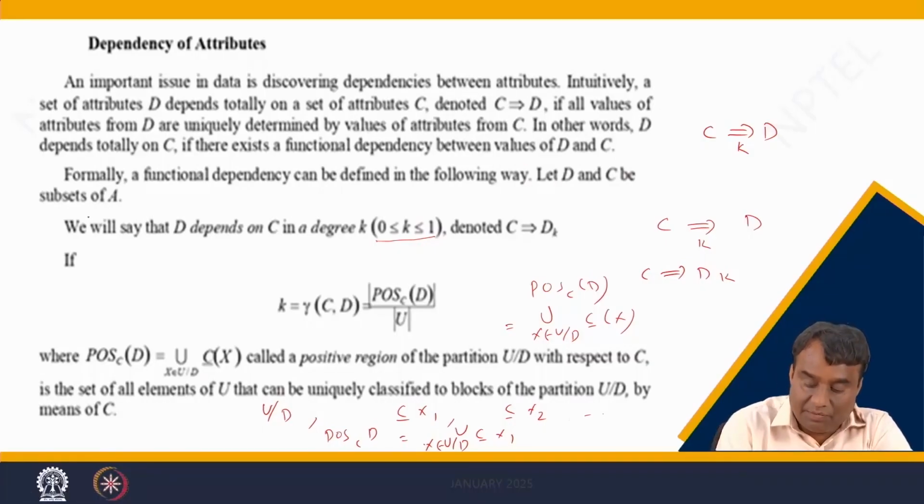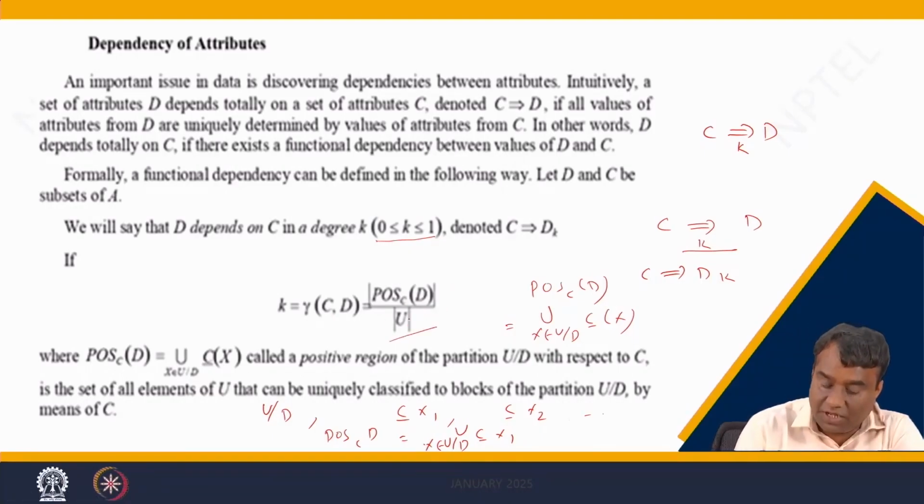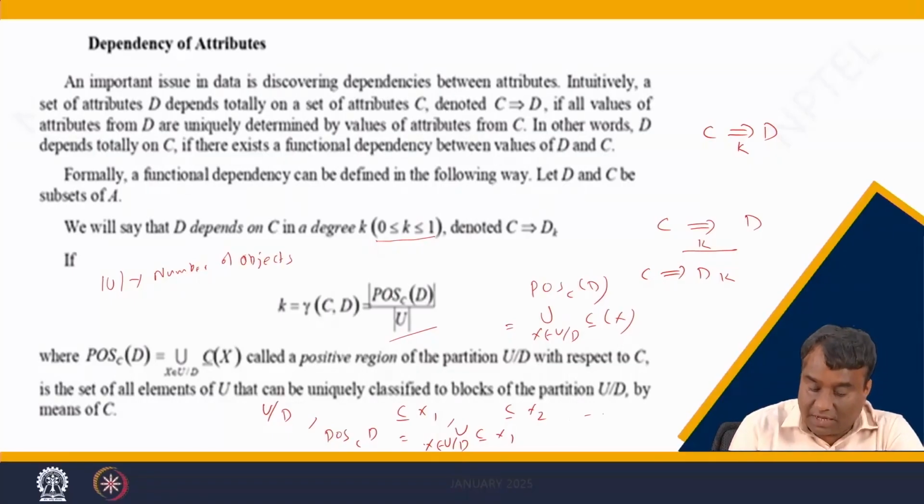Let D and C be subsets of A. We say that D depends on C in a degree k, where k is a number between 0 and 1, denoted C implies_k D, if k equals gamma(C, D), that is, the cardinal number of the positive region of the partition U/D with respect to attribute C, divided by the total number of objects.